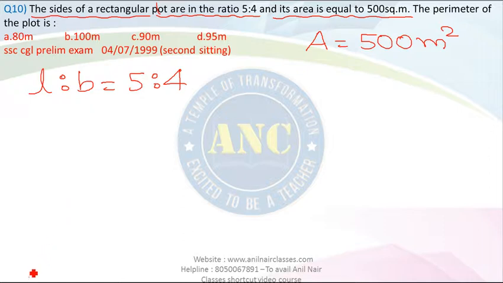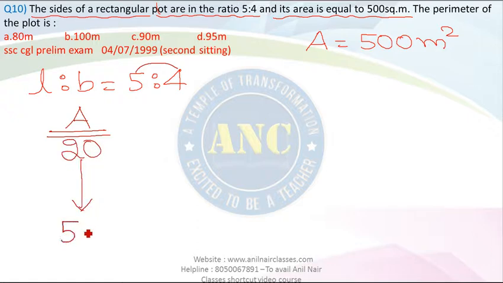Length of the sides of a rectangular plot are in the ratio 5:4. Area is 500 meter square. Find the perimeter of the plot. Same logic, sir. According to the ratio, area is length into breadth. 5 into 4 is 20. But the question says it is not 20, it is 500. 20 into which number is 500? 20 into 25 is 500.